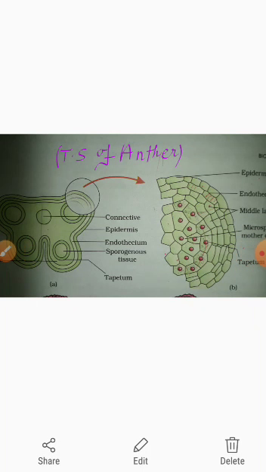Students, in the last video, we discussed the LS of a typical flower, the structure of stamen, and the three-dimensional structure of an anther. Today we are going to start a very important topic, which is important from the examination point of view also, that is, the transverse section of anther or microsporangium.